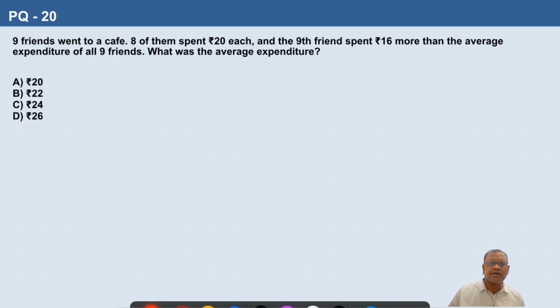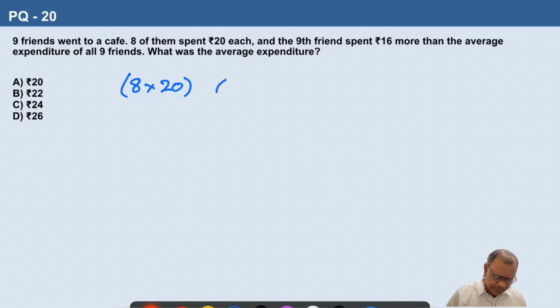So 8 of them spent 20 rupees each. So what is the total of 8 friends? The total of 8 friends is 8 into 20. The 9th friend spent 16 more than the average expenditure of all the 9 friends. So what is the average expenditure of all the 9 friends? We don't know. Let us assume it as x.